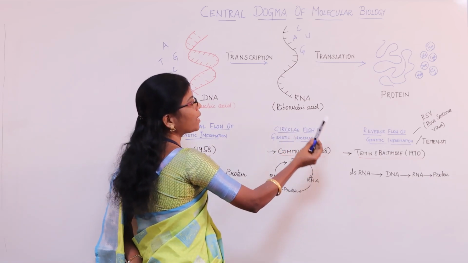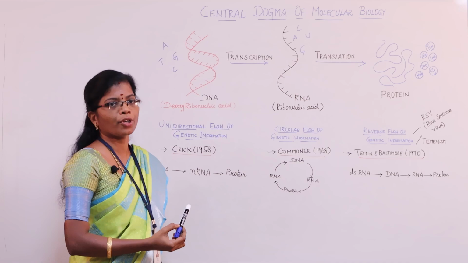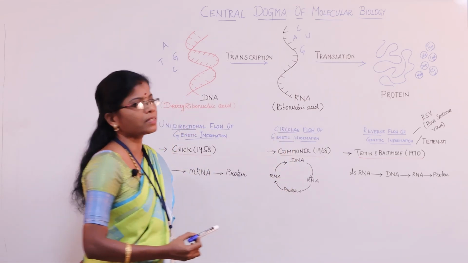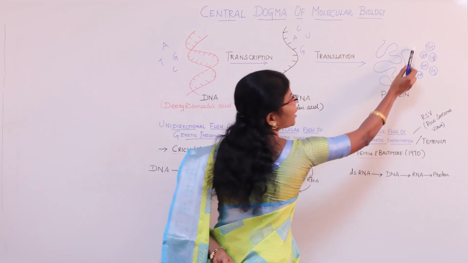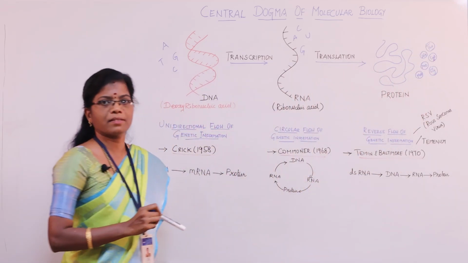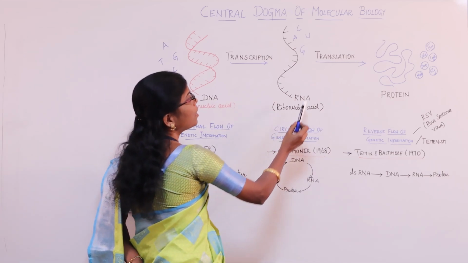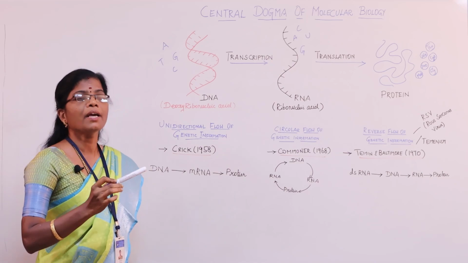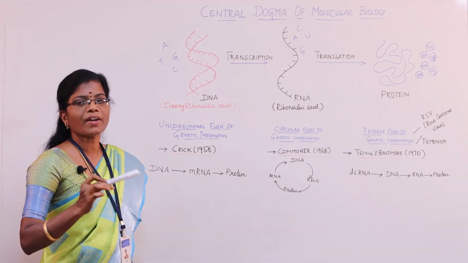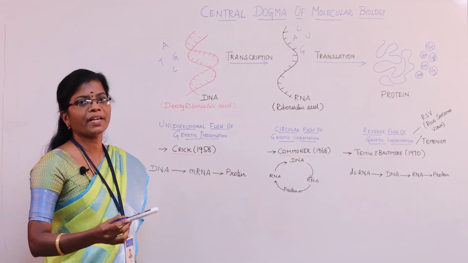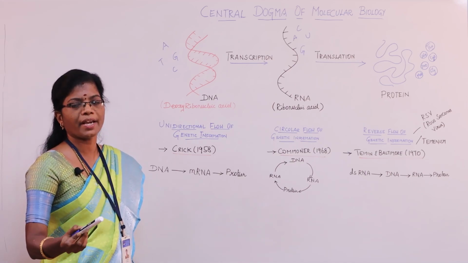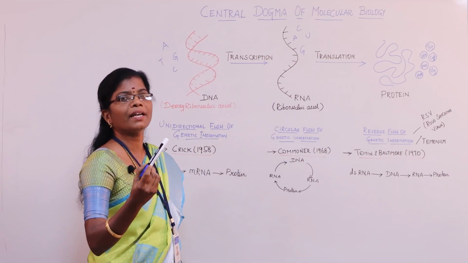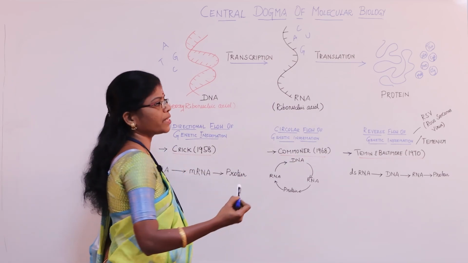If you compare this RNA and the protein molecule, the RNA is made up of ribonucleotide sequences, whereas the protein molecule is made up of 20 amino acids. And why is it called translation? Just like the normal language, if you want to translate something from Tamil to English or English to Hindi, language translation takes place.